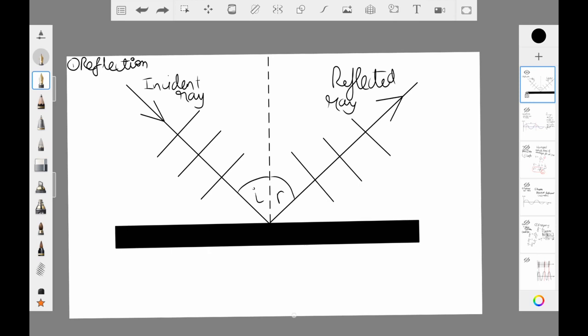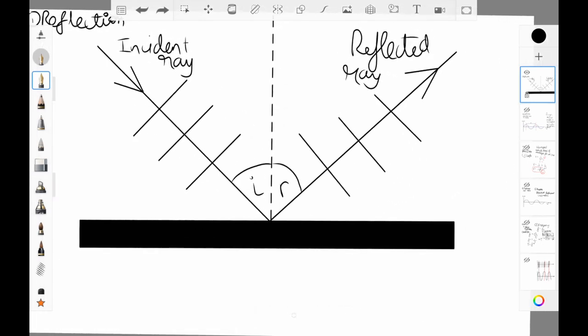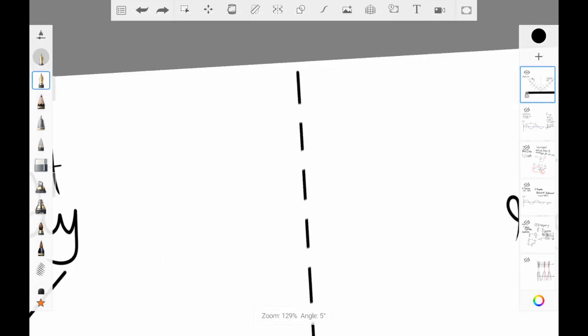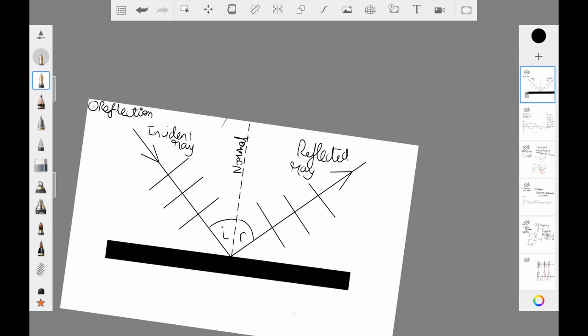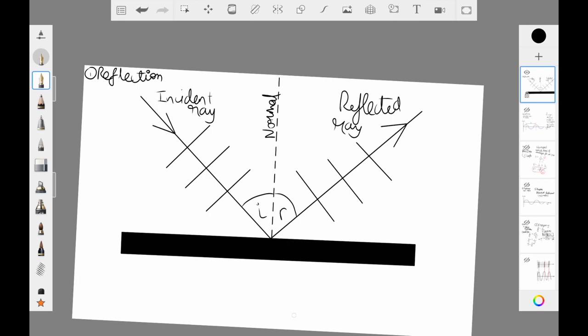So when I have an incident ray, which is the ray on this side, you can see that there's an arrow to show the direction of travel, but when it reaches the obstacle, it is essentially reflected in the opposite direction, where you'll notice that there's a dotted line in the middle, and this dotted line is called the normal. Now the normal doesn't actually exist in real life, rather it's just an imaginary line.